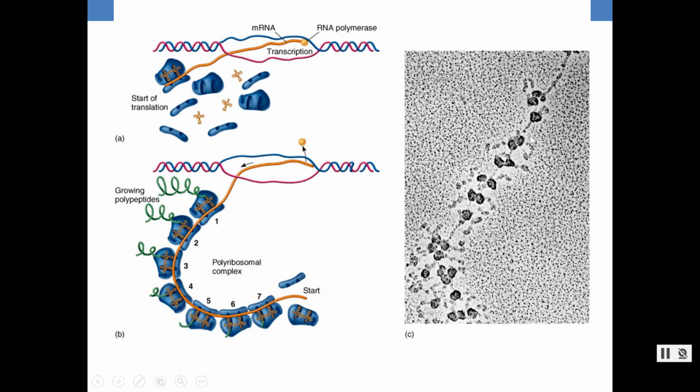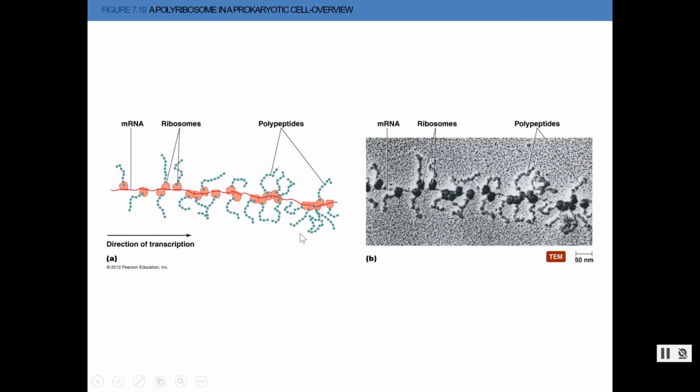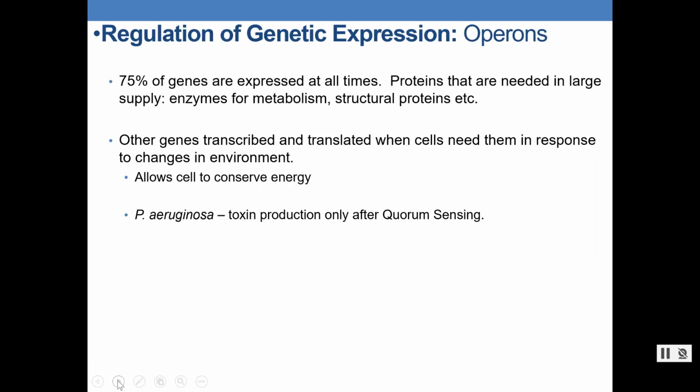We know this happens because we can see it on the picture. This is kind of a beads on a string, and you can see the black is the ribosomes. This next picture, I like this one better. You can see the black is the ribosomes, and this is the polypeptide chain, and then the mRNA strand is there. So you can see this happening.